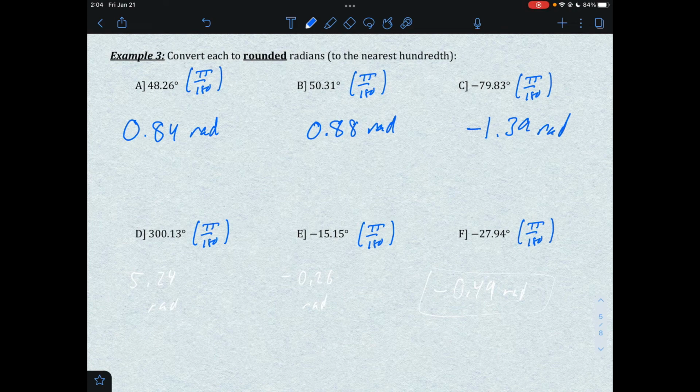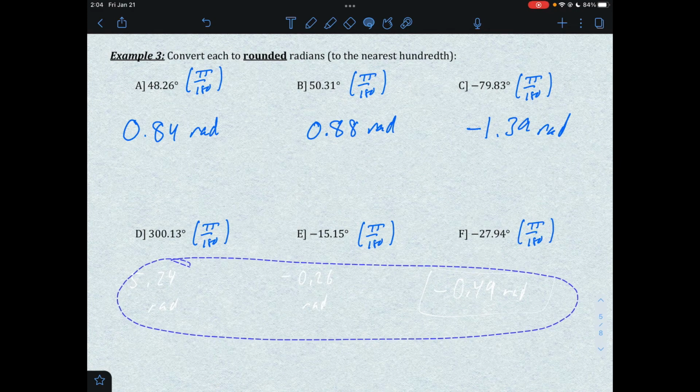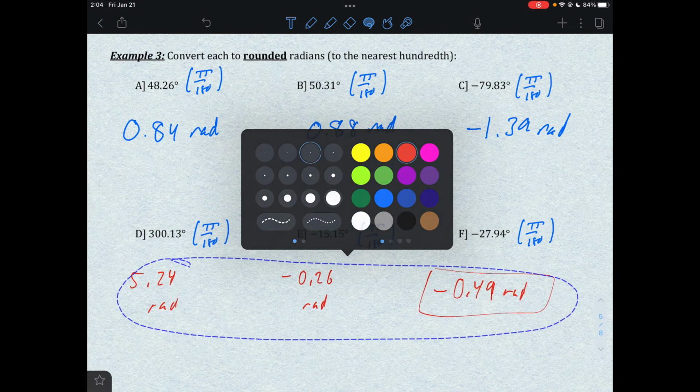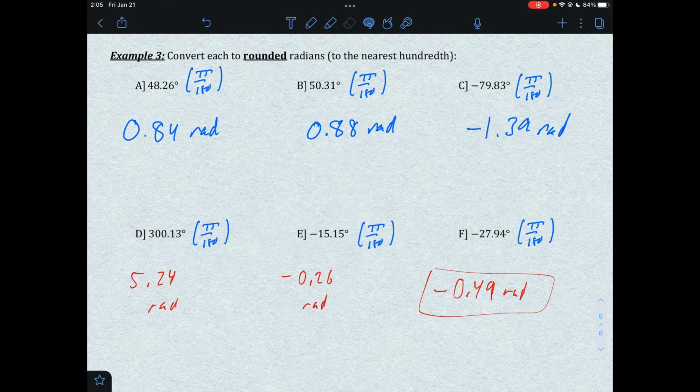Once again, I suggest pausing this video at this point. Type in D, E, and F on your own in your calculator and come back and check your answers when you're done. And there are your answers for D, E, and F.